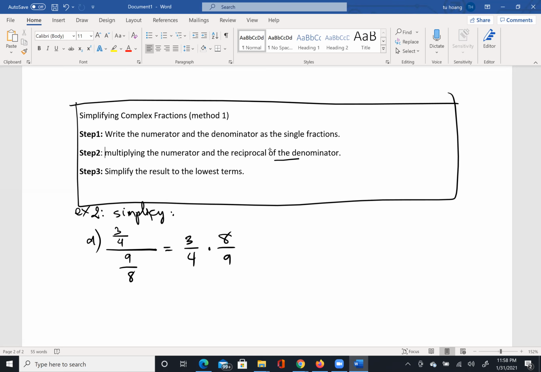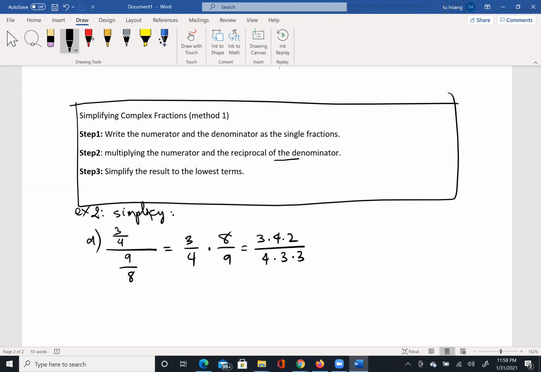And for this one, you can try to simplify by factoring the top, 3 times 4 times 2, and the bottom is going to be 4 times 3 times 3. And then you can just cancel the common factor. Cancel it. 3 here, 3 here, right?